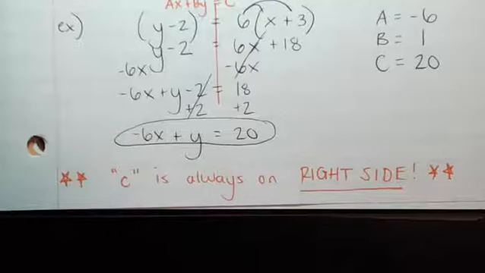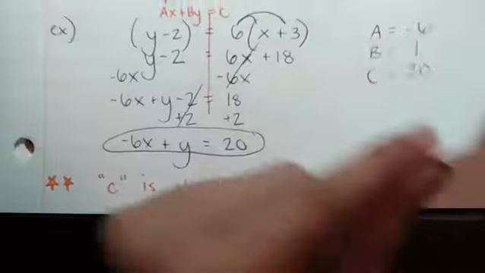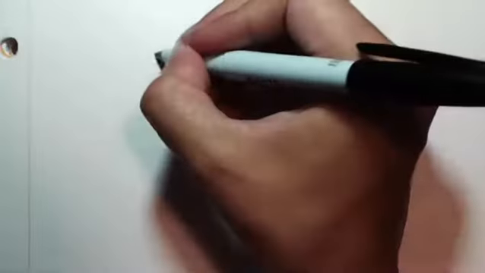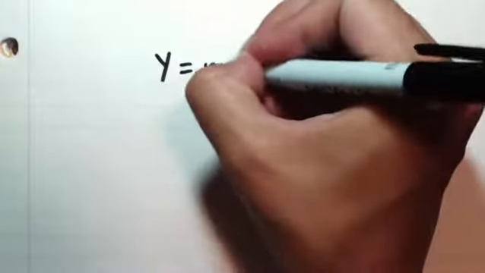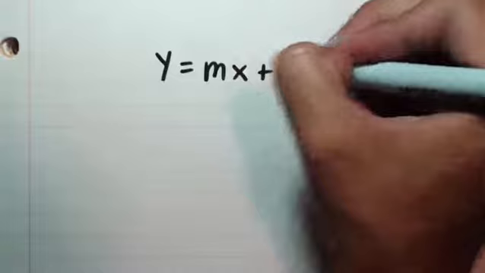So that was taking any type of equation and converting it to standard form. Now we're going to go backwards, and what I'm going to give you is a standard form, and you're going to convert that to slope-intercept form. So at the top, again, we're going to write our slope-intercept form, which is y is equal to mx plus b.